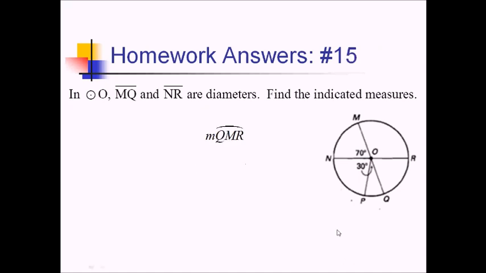On number 15, we want the measure of arc QMR. So this is a very big arc. This is pretty much the entire circle except for arc QR. Now arc QR is going to be 70 degrees because it's going with this central angle which is vertical to this 70 degree angle up here. So if we just do 360 minus 70, we'll have our arc. So that's going to be 290 degrees.